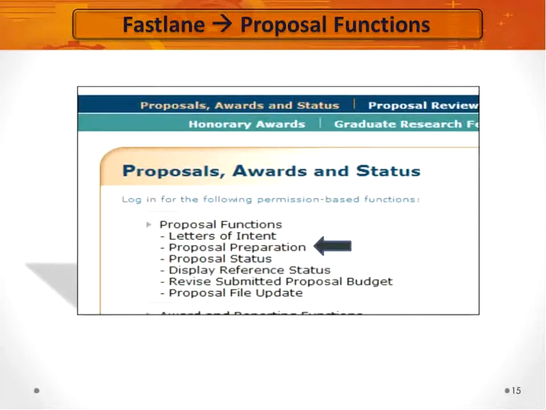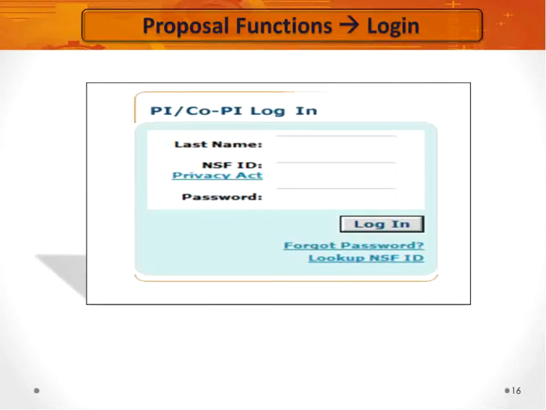Now, back to the Fastlane landing page. To work on the budget or any other section of the proposal, look for Proposals, Awards, and Status. That's this section right here. Then select Proposal Preparation. And you see that it's under Proposal Functions. Next, you will need to log in.